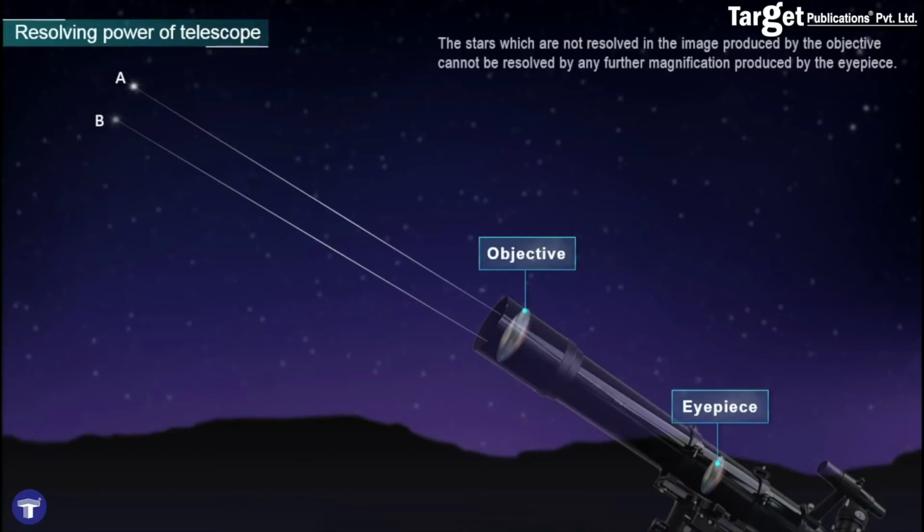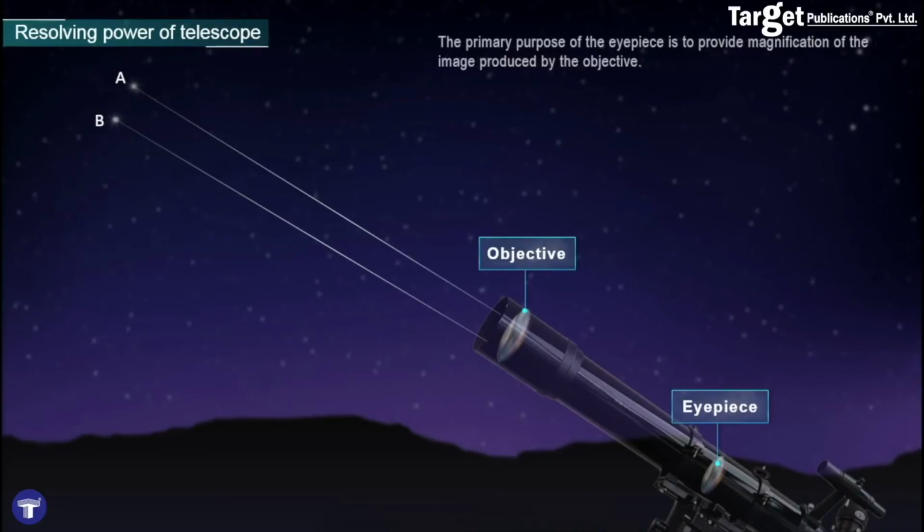So whatever goes from objective to eyepiece, the eyepiece will magnify. But if something is not clearly seen by the objective itself, the eyepiece can do nothing about it. And therefore it is important that the images formed at the objective itself are clearly resolved. And therefore, I say that stars, for example, which are not resolved in the image produced by the objective, cannot be resolved by any magnification produced by the eyepiece. It is the purpose of the objective to decide the resolution of the telescope.